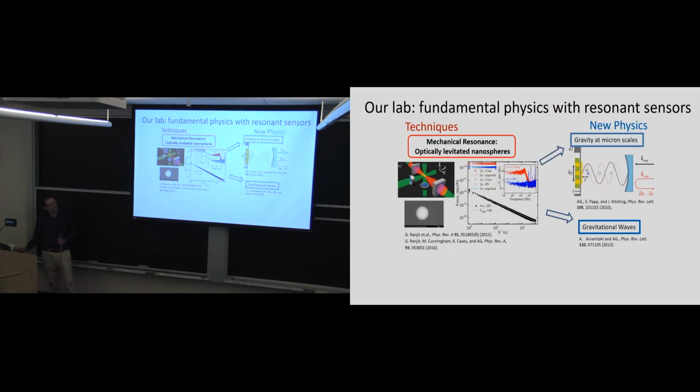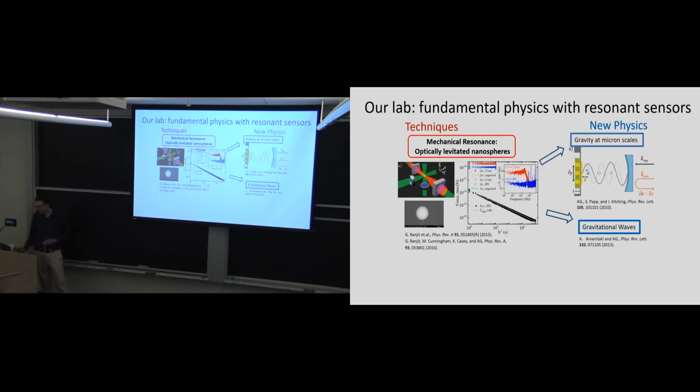Our lab is looking for fundamental physics using kind of an overarching theme of resonant sensors. In particular, I'm going to say something about our experiments using a very high quality mechanical resonator, which for us is an optically levitated particle. And I'll tell you about our efforts to use that sensor to look for new physics related to gravity.